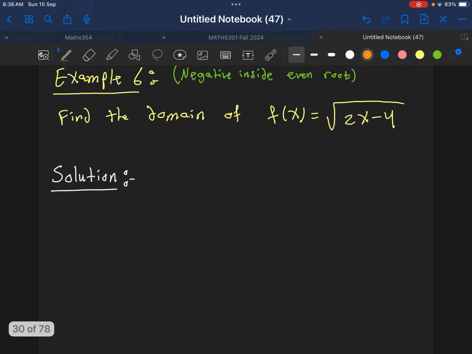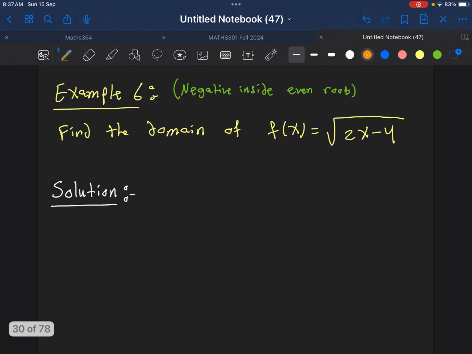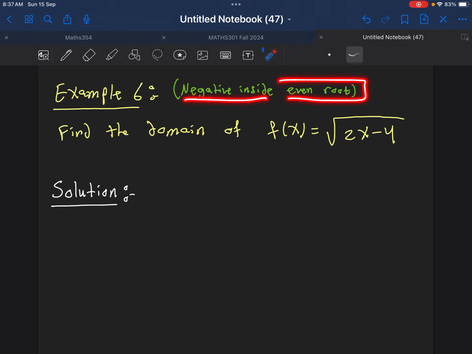Now, the next example is the next type of problems. The first type of problem, if we have a denominator, now we know how to deal with: we just make the denominator equal to 0 and then exclude it. Now, what happens if we have a square root or a fourth root or a sixth root? I will refer to it as negative inside even root. What shall we do with this one?